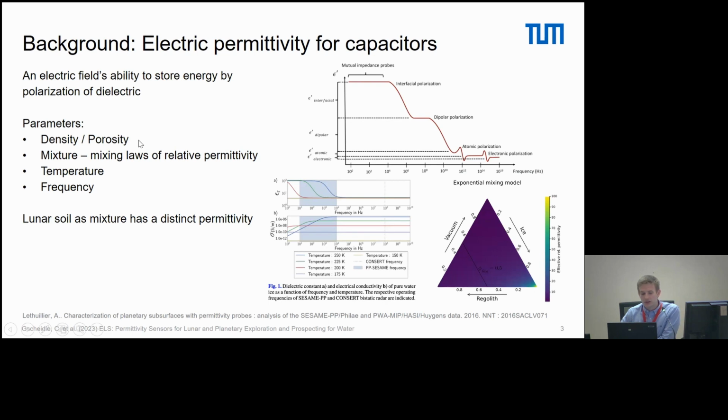The permittivity changes with density and also with porosity of our sample. The mixing laws are not very linear. So if you put more ice or less ice in it, it's not linear, and it also changes with temperature and with frequency. And we use these properties to then hopefully detect water in the samples on the Moon.